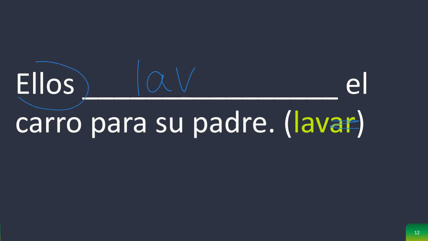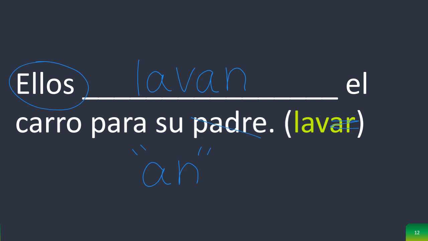We're going to look at our subject. So be careful here, because padre is not our subject, right? We want to look back at the beginning of the sentence. And our subject is ellos. So it's they. Ellos, ellas, ustedes. They all get the same ending. They all get the ending AN, right? So we're going to put an AN on the end. And we have ellos lavan el carro para su padre. They wash the car for their father.